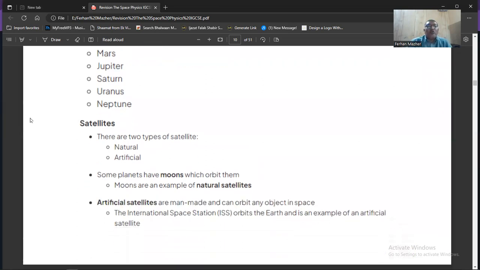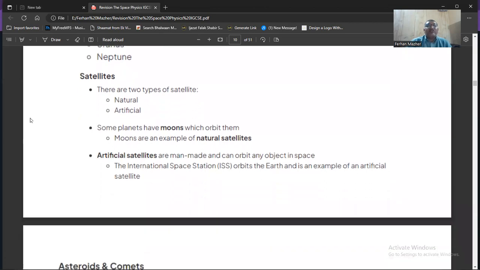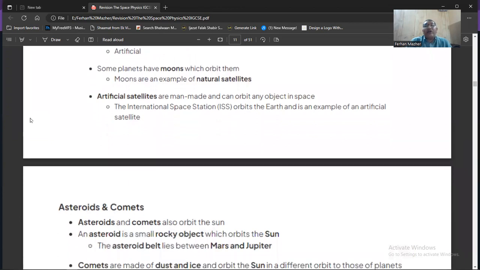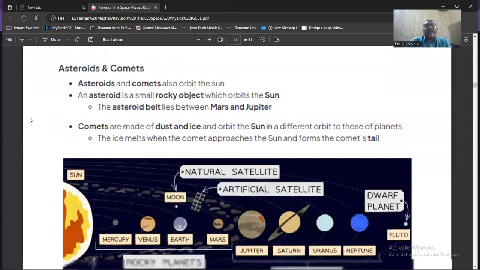Satellites. There are 2 types of satellites: natural satellites and artificial satellites. Some planets have moons which orbit them. Moons are an example of natural satellites. Artificial satellites are man-made and can orbit any object in space. The International Space Station, ISS, orbits the Earth and is an example of an artificial satellite.